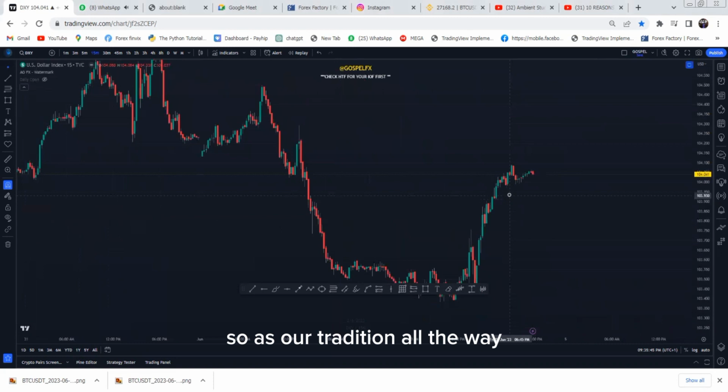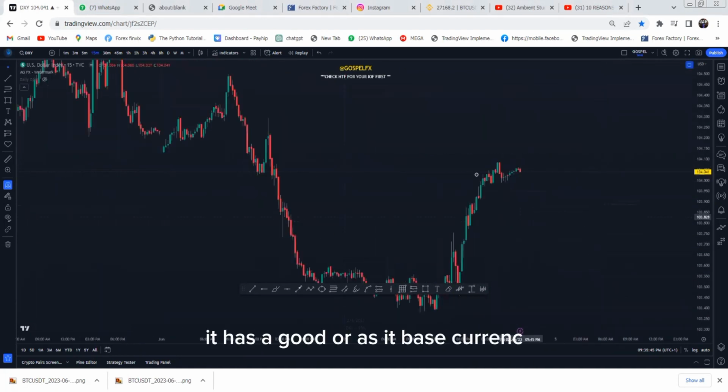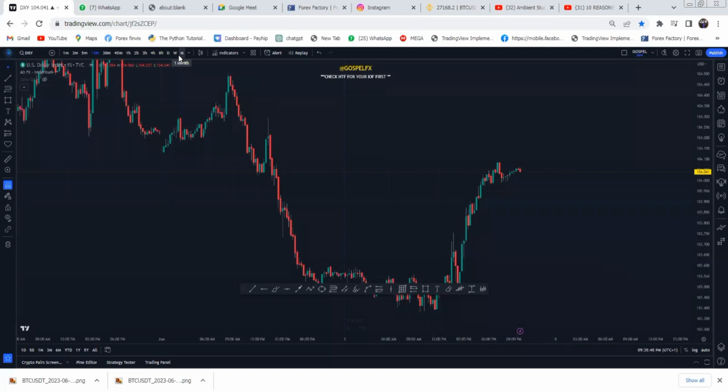As our tradition, we're just going to start first with the dollar index. The dollar index is like a roadmap to determine the direction of other foreign currency pairs like Euro USD and any pair that has US dollar either as a quote or as a base currency. So we're going to start with the dollar to see its movement and then correlate it with other currency pairs.